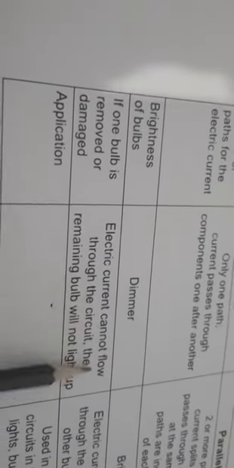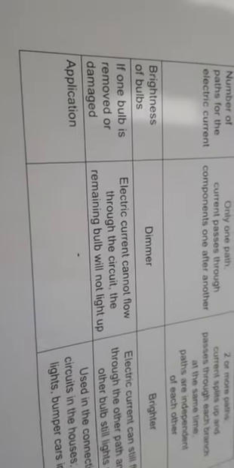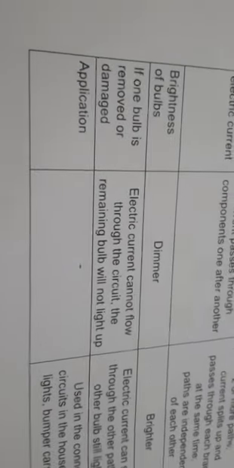If one bulb is removed or damaged, like I've explained in the previous picture, the electric current cannot flow through the circuit. The remaining bulb will not light up. So it will close it up. For parallel, your electric current can still flow through the other path and the other bulb still lights up. So it doesn't take the whole circuit out. The parallel connections are used in the connection of circuits in the house, the twinkling lights, the bumper cars, and fun fairs. Okay? Series is sometimes used in those holiday lights, the Christmas lights outside.